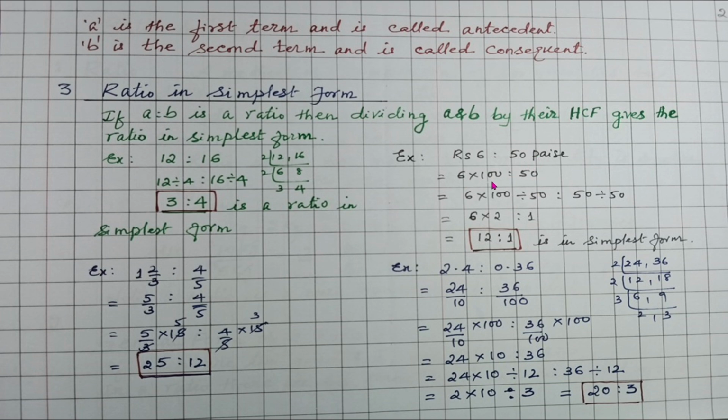Now divide by the HCF of this. So divide by 50 on both the sides, we get 6 into 100 divided by 50, 50 divided by 50, we get 6 into 2 is to 1. So 12 is to 1. So 12 is to 1 is the simplest form of this ratio.